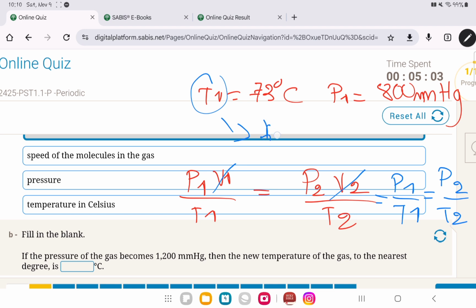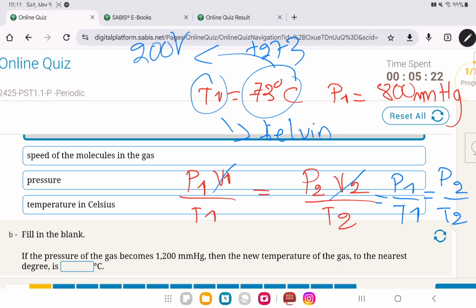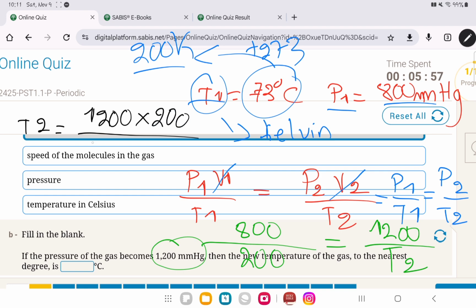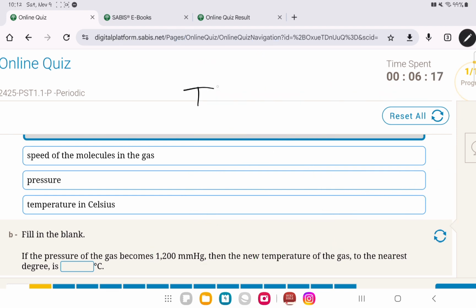Remember, the temperature always has to be in Kelvin. It is the absolute temperature. So this temperature over here is wrong if we use it because it's in degrees Celsius. To change it to Kelvin, we just add 273. So minus 73 plus 273, you get 200 Kelvin. So now you have temperature 1, which is 200 Kelvin, and pressure 1, which is 800 millimeters of mercury. So substitute: 800 over 200 is equal to the new pressure, pressure 2, which is 1200, over temperature 2 that we need to find. Solving it, temperature 2 is equal to 1200 times 200 over 800. If you do it on your calculator, you get 300. So now we have that temperature 2 is 300 Kelvin.